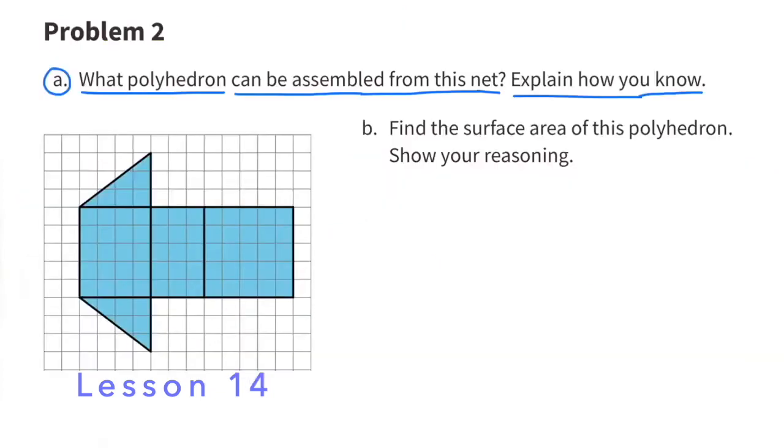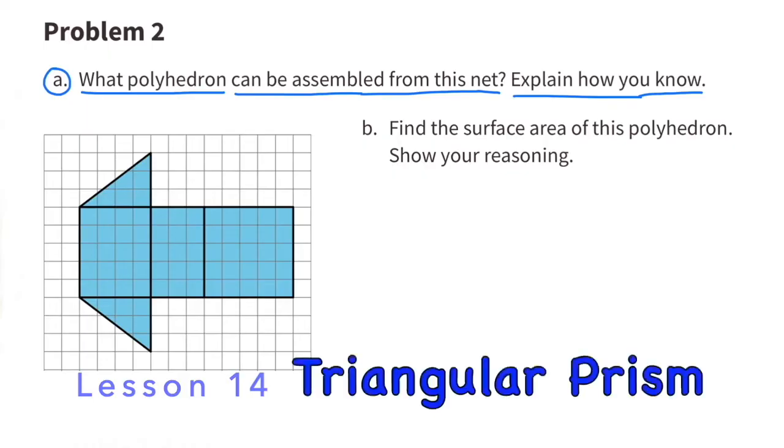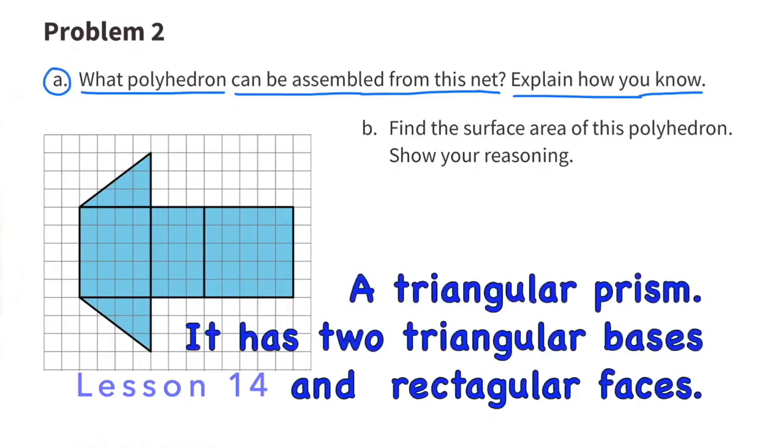Number 2. A. What polyhedron can be assembled from this net? Explain how you know. This net can be assembled to form a triangular prism. A triangular prism has two triangular bases and rectangular faces.